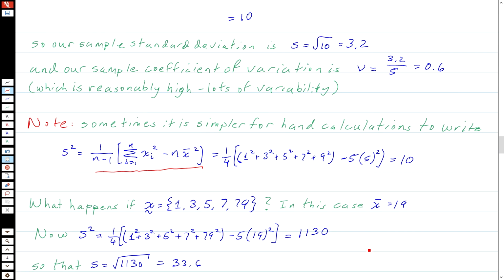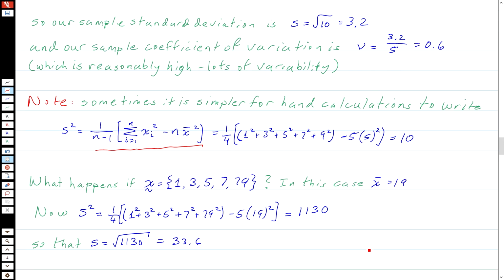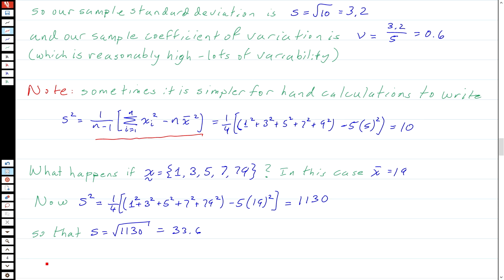If I repeat all of this for the second set of data where we've got that 79 as our last observation, we knew in this case x bar was 19, and if I go through and do the same calculation for s squared, 1 over 4, and then I add up the squares of these observations and subtract 5 times 19 squared, I now get a huge jump in the sample variance, and that of course makes sense. It jumps from 10 to 1130, and in fact the standard deviation now is about 10 times as big as it was for the other situation. This to some extent makes sense because we have this huge outlier that is telling us that there's a lot of possible variability in this set of observations.